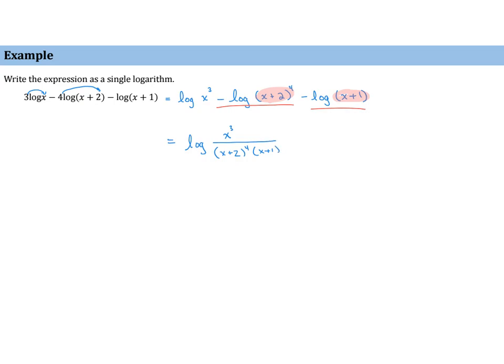Now, just to be clear, what are we taking the log of? We're taking the log of this whole fraction. This is the input of this entire logarithm. This is not log times this expression. It is log of this expression. Just like f would be f of something, this is log of this whole quantity.